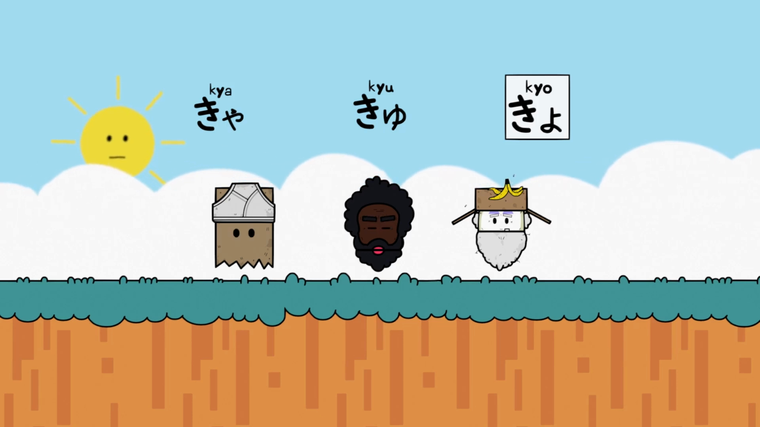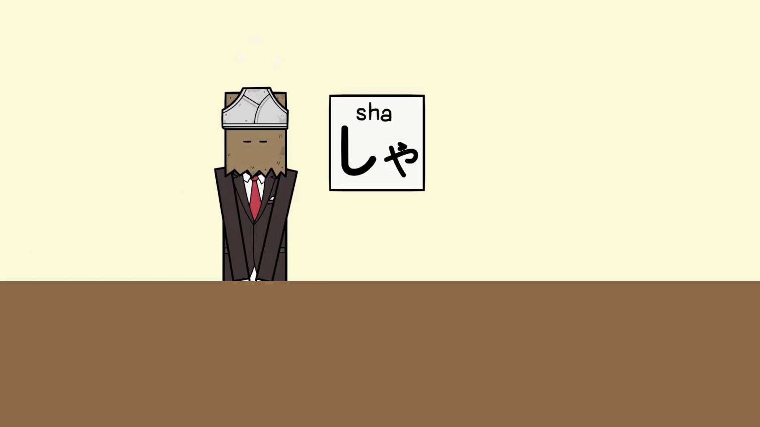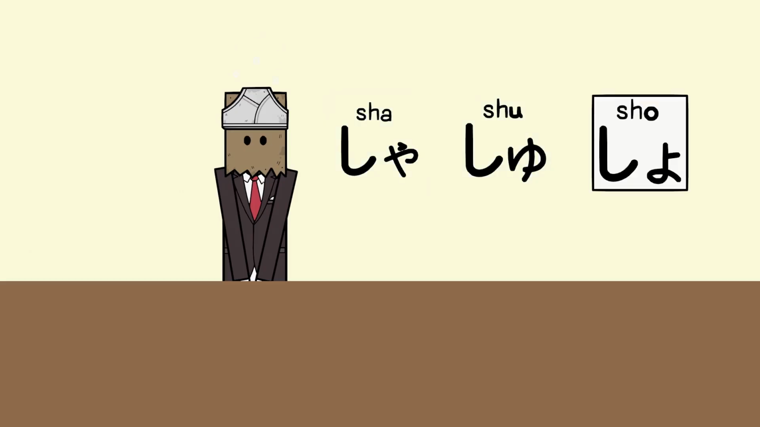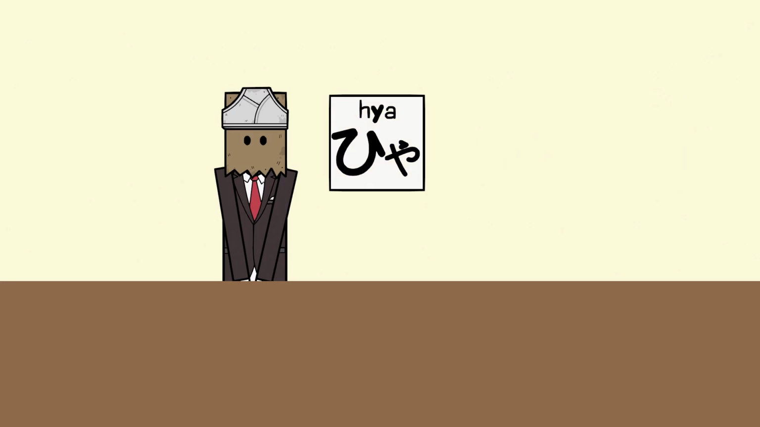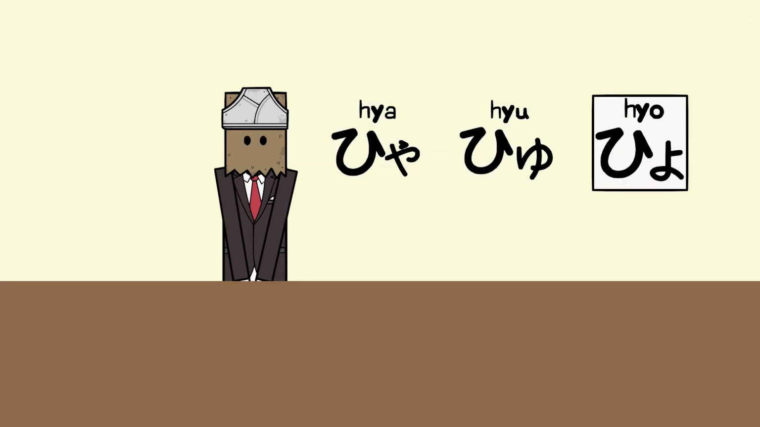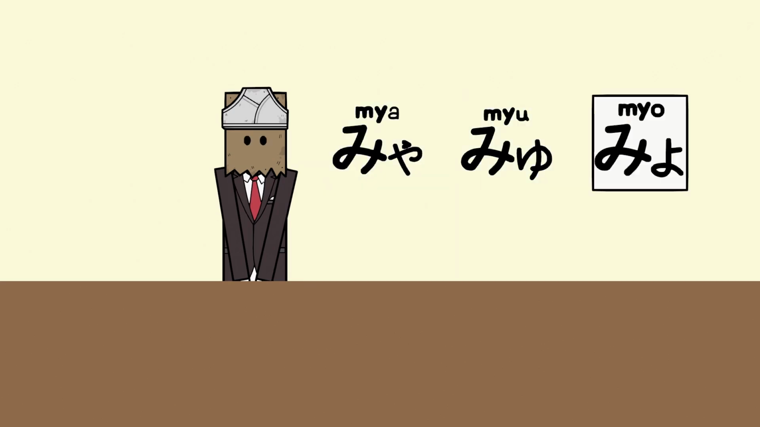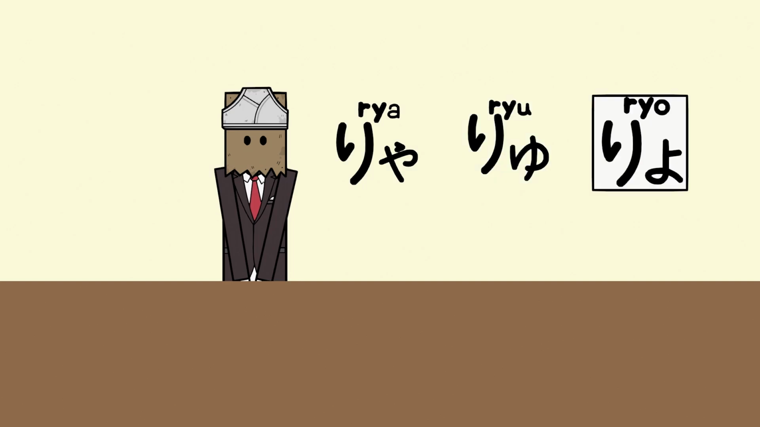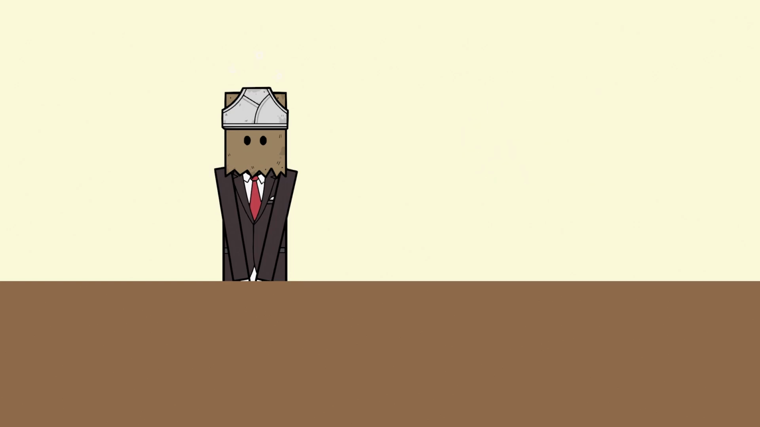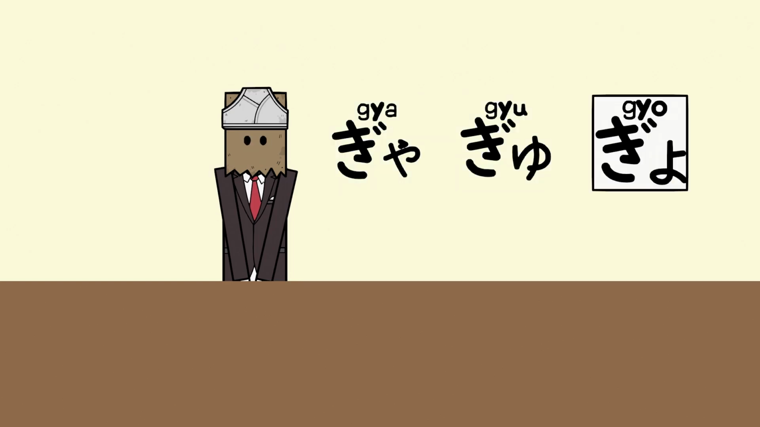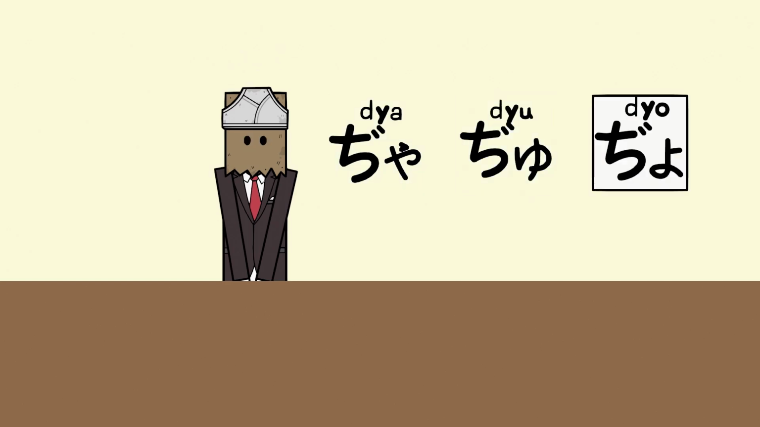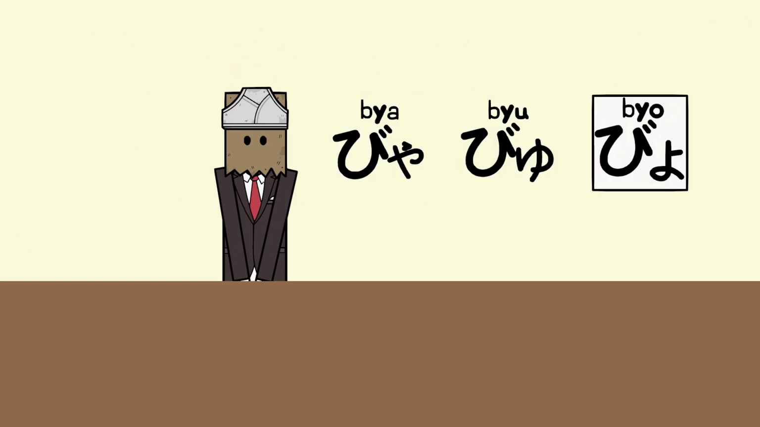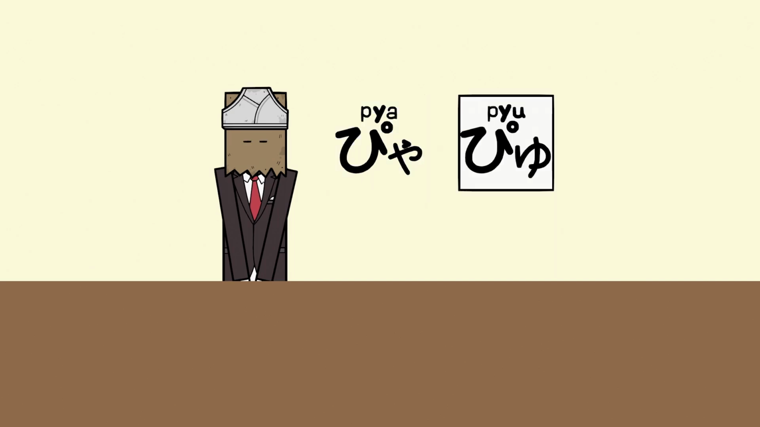And there you go. And this is sha, shu, sho, cha, chu, cho, nya, nyu, nyo, hya, hyu, hyo, mya, myu, myo, rya, ryu, ryo. It also has gya, gyu, gyo, ja, ju, jo, bya, byu, byo, and pya, pyu, pyo.